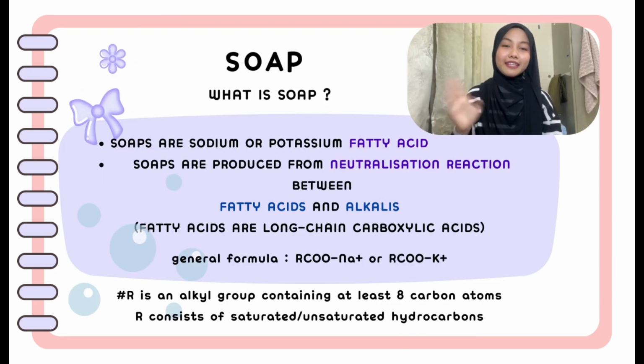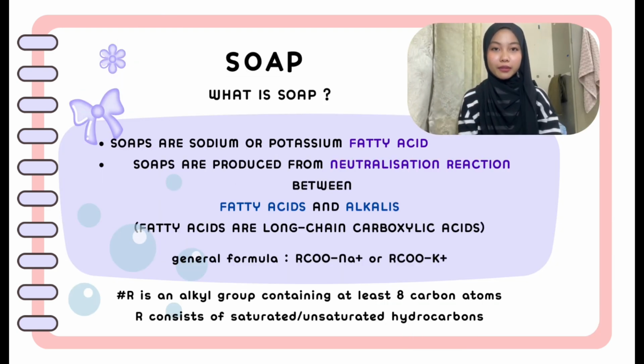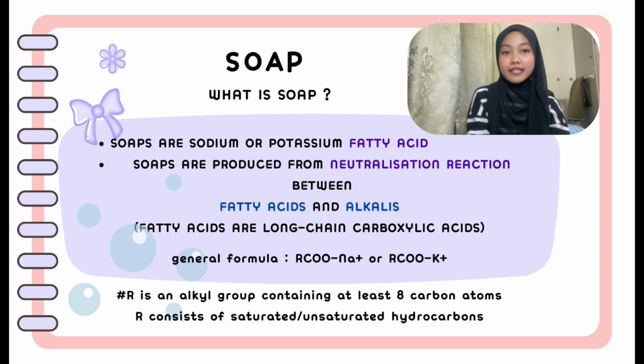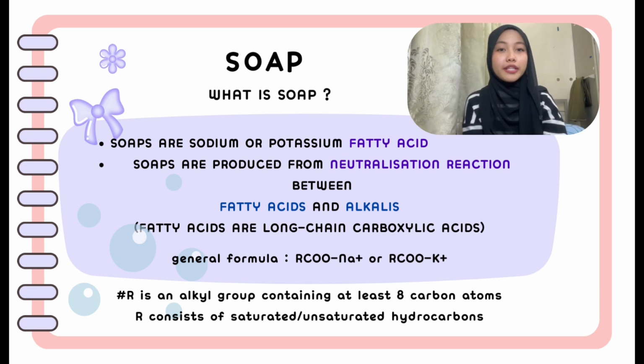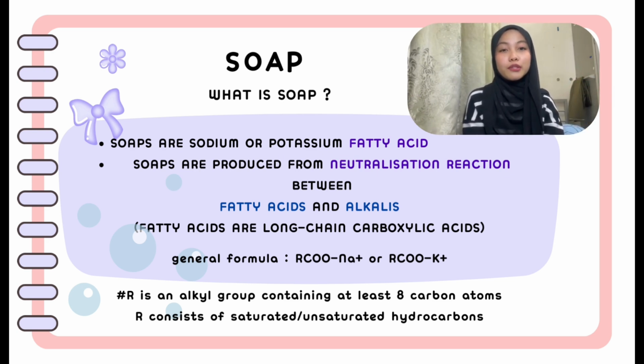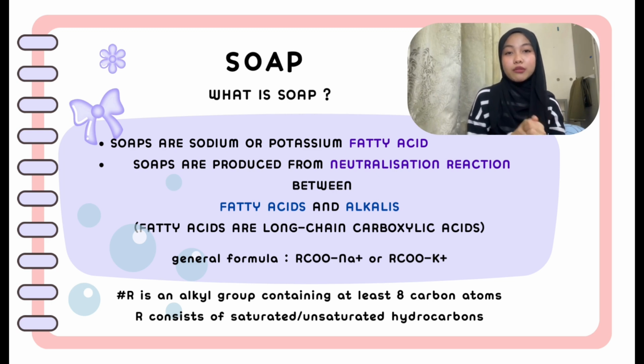Hi everybody! Now I would like to talk about cleaning agents. There are two different kinds of cleaning agents, soap and detergent. What is soap? Soaps are sodium or potassium salts of fatty acids. Soaps are produced from a neutralization reaction between fatty acid and alkalis.